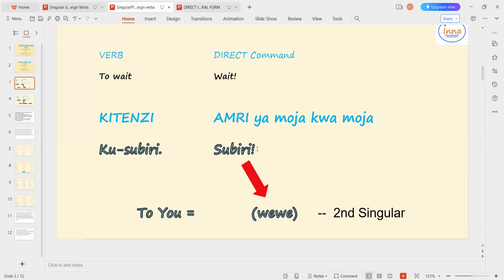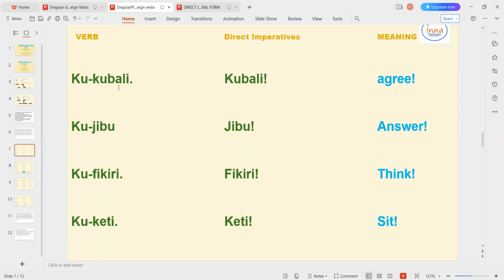All this you have to know that this command is directed to the second person singular form, who is you, and in Swahili that person is wewe. So we have more examples apart from this verb kusubiri. We have examples of verbs like kukubali, and the imperative will be kubali. Kubali means agree.